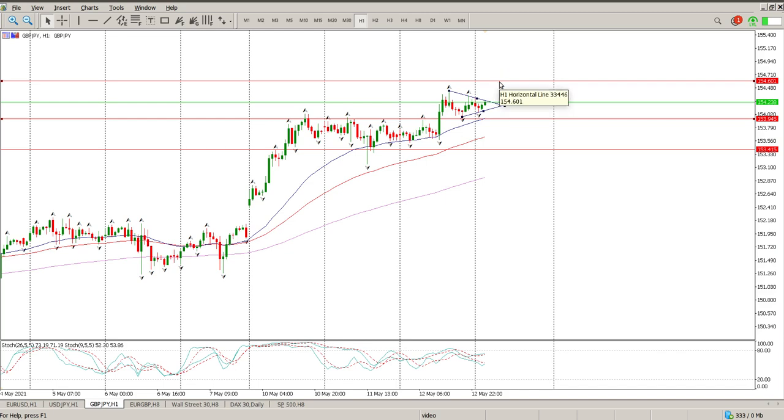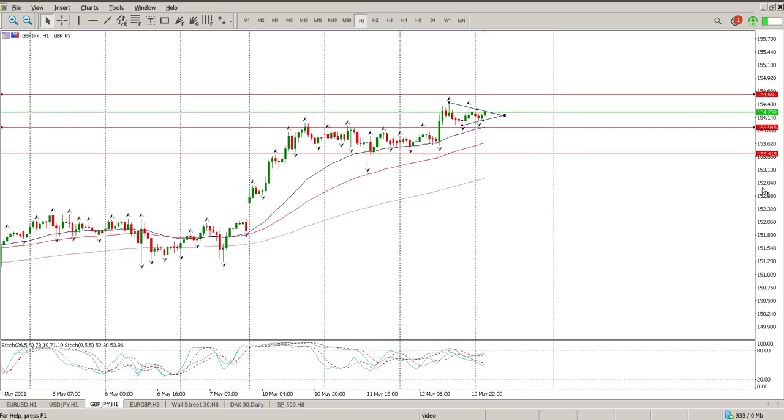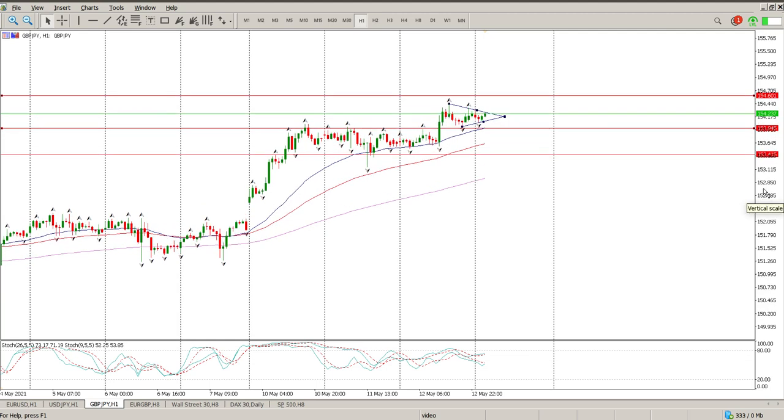Just be wary of 154.600. You'll probably find a bit of profit taking there. And what you want to do is you're looking for a measured move of something like that.